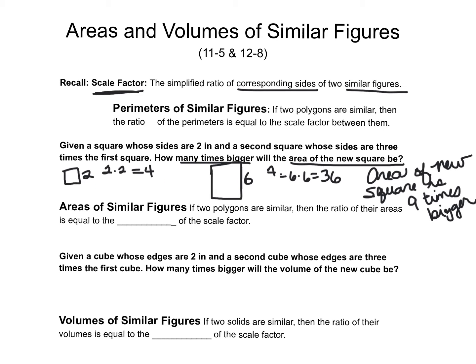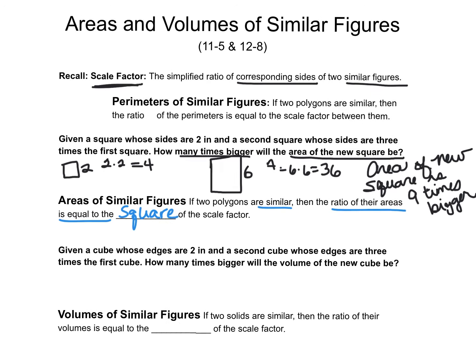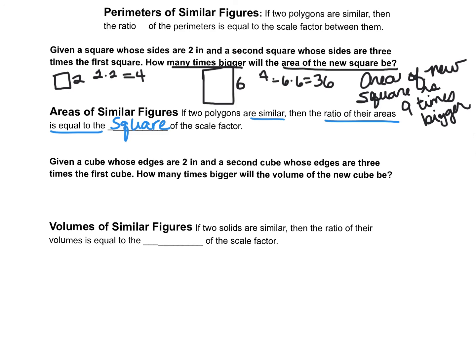Well, that's because when we talk about the areas of similar figures, if two polygons are similar, then the ratio of their areas is equal to the square of the scale factor. Let's think about this one though. Given a cube whose edges are 2 inches and a second cube whose edges are 3 times the first cube, how many times bigger will the volume of the new cube be?